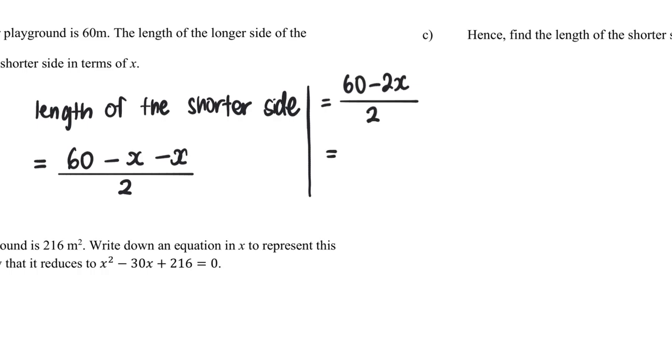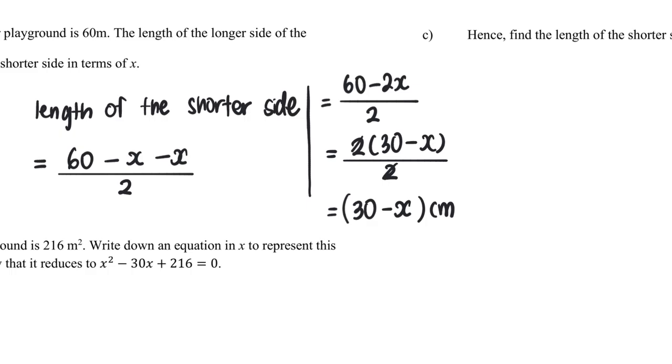And because I can take out 2 as the common factor for the numerator, eventually you will see that I can divide off the 2 and be left with 30 minus x. So this will be the shorter side.